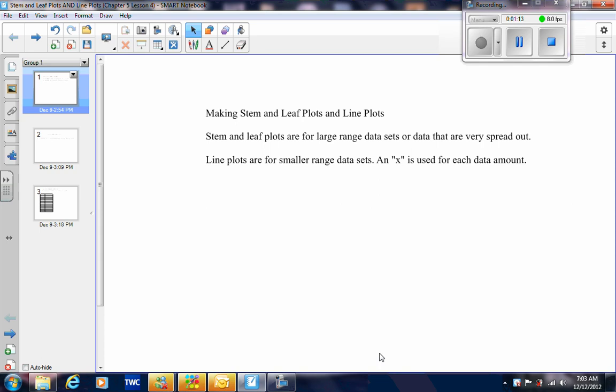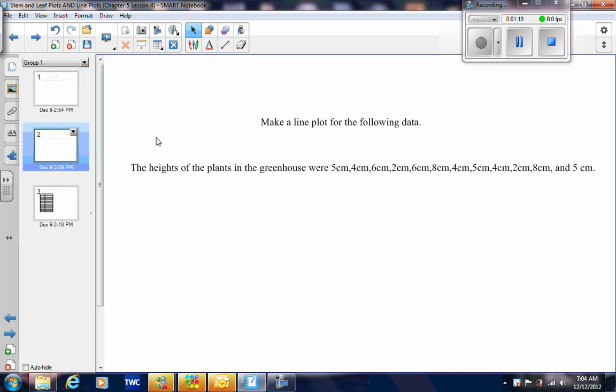Line plots are for smaller range data sets, and an X is used for each data amount. Okay, so the first one is just make a line plot for the following data. So the first part you need for a line plot is obviously the line. So I'll go ahead and throw a line in here.